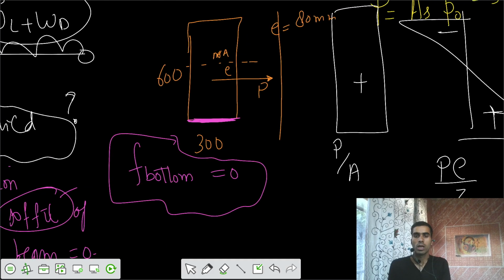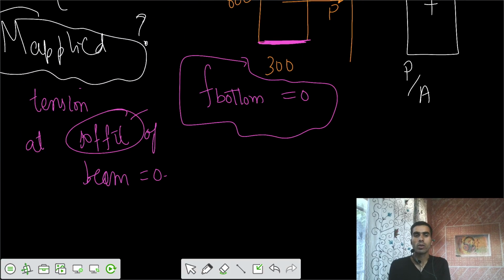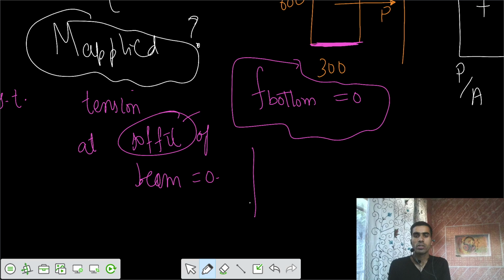Why 0? Because I don't want tension in the beam. I want a critical location. I want a critical value that my stress variation should be in this way, that this is top should be having some compressive stresses, but the bottom should not go under tensile stress.